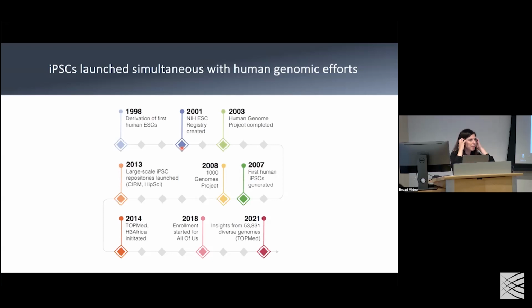So from this, the fact that the revolutions in these two fields were happening in parallel then provides unique opportunities to really understand how human genetic variation might shape human traits and disorders. And we can do that in a dish in the lab from human cells.